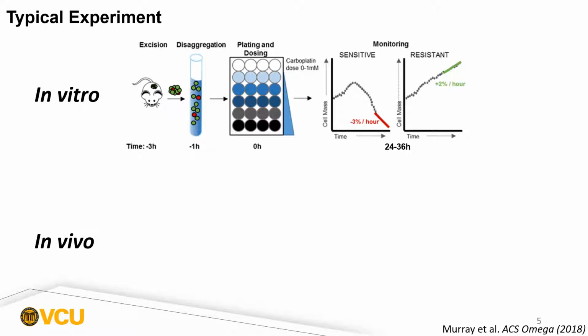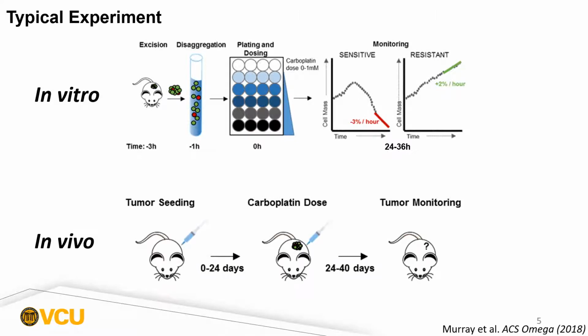We then compare this to in vivo treatments. In this case, the tumors are seeded. They're allowed 0 to 24 days to grow. They're given a single dose of carboplatin, and then tumor size and progression is monitored up to about a month and a half afterwards.